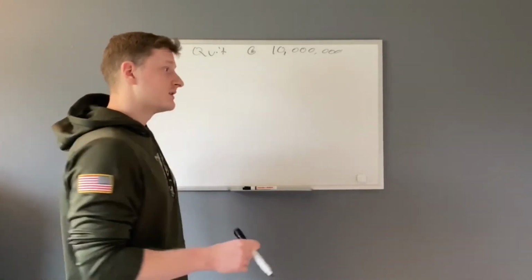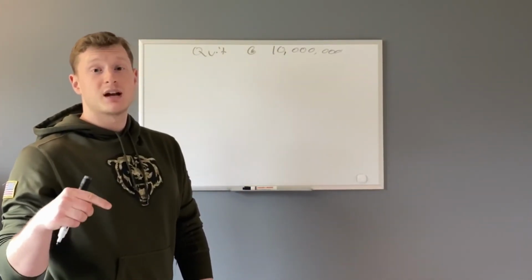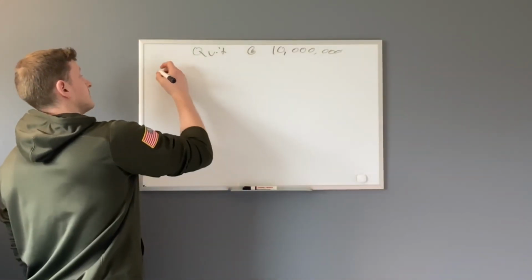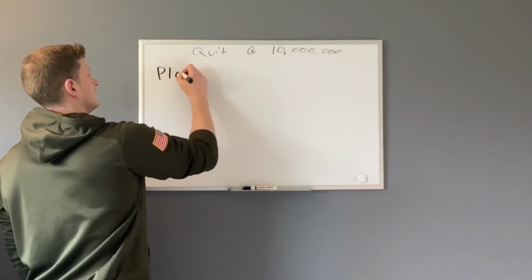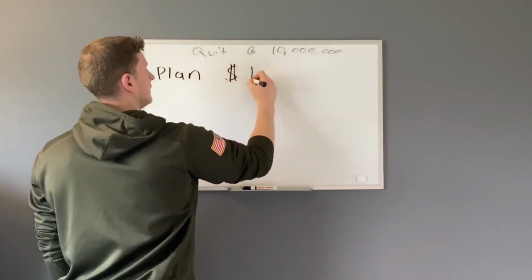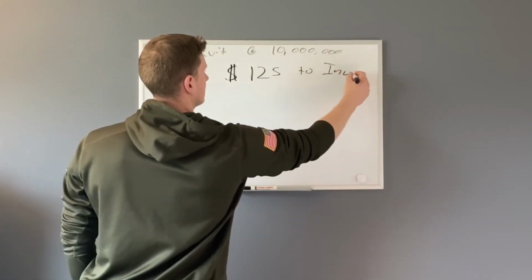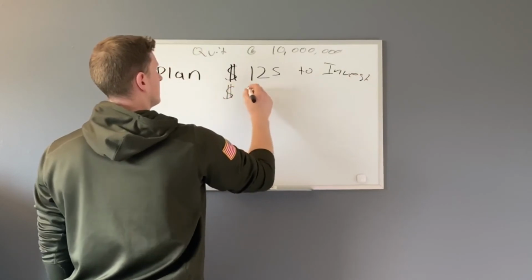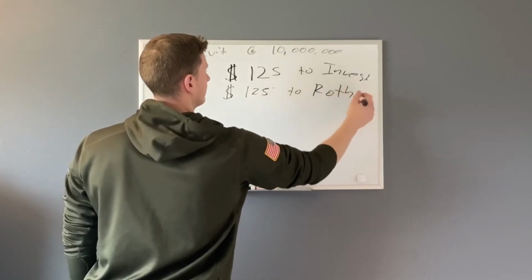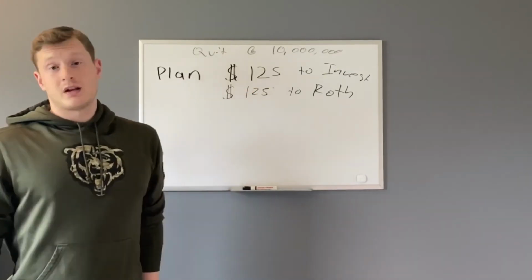So my plan is every single month, $500. Every single week I put $125 towards my Roth and my growth account. So for example, this is a plan. So the plan is to invest $125 to Roth. This comes out to $1,000 a month.